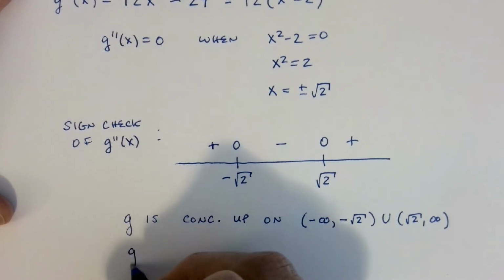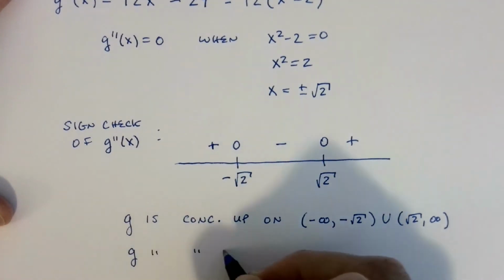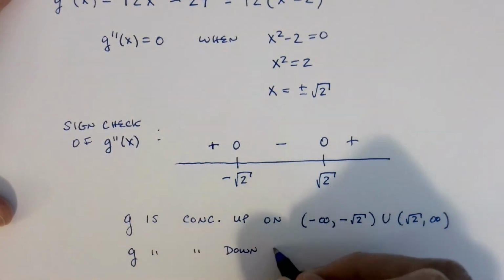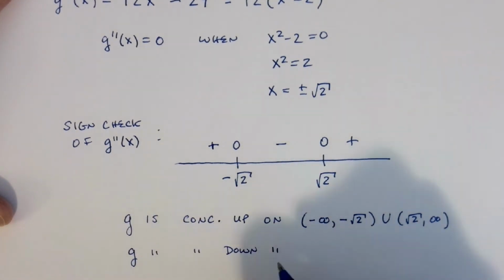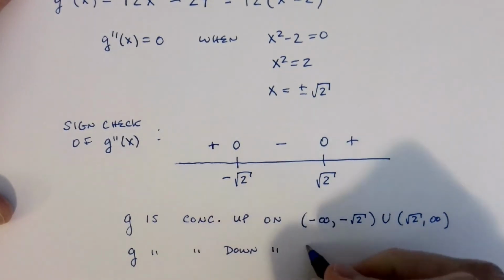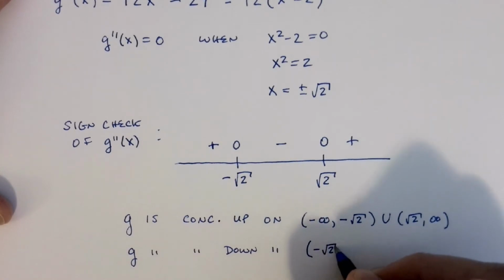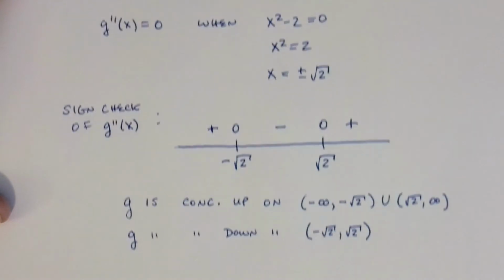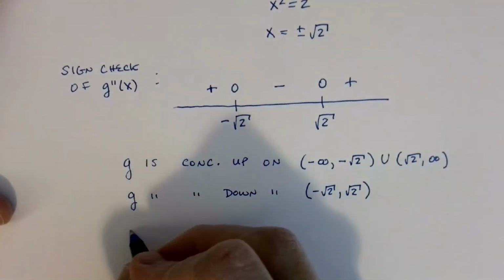G is concave down. So little ditto marks. Is concave down on the interval what? Well, we're concave down where the derivative is decreasing or the second derivative is negative. So on the interval from negative root 2 to root 2. And does G have any inflection points?